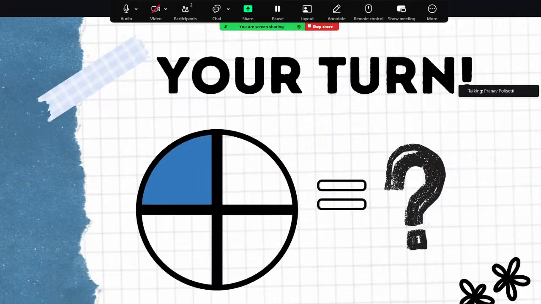So your turn. Take a moment and make a fraction that represents this. Think of it like a chapati, right? You have one chapati and you're taking one equal piece out of it. So what is the fraction that represents that? Write it down on your paper.